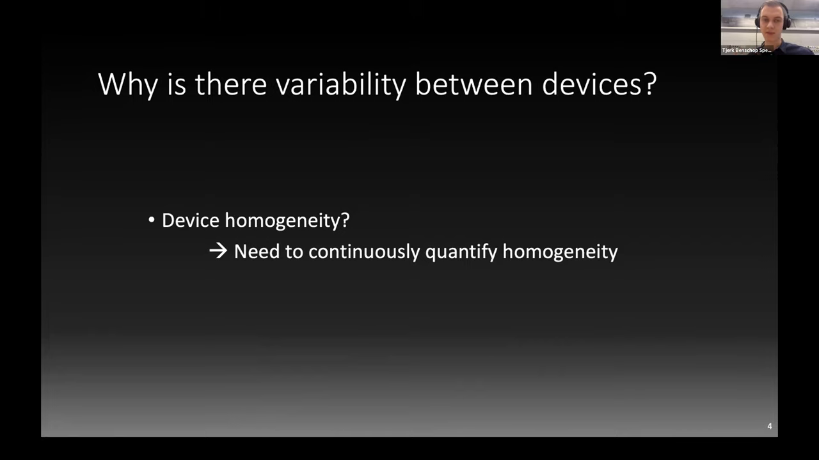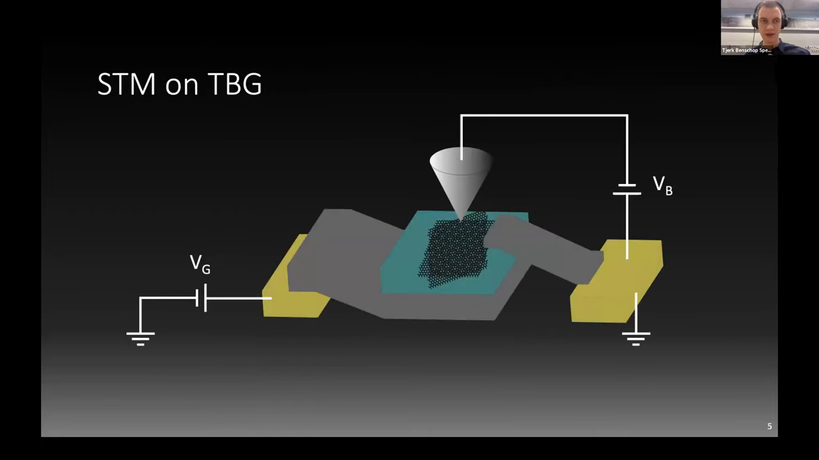And since I have my background in scanning tunneling microscopy, I think it makes sense to then ask the question, how homogeneous are these devices at different length scales? To answer that question, of course, it would be nice to have a method to actually quantify this meaning of homogeneity on all length scales. So we launched a project to try to answer this question.